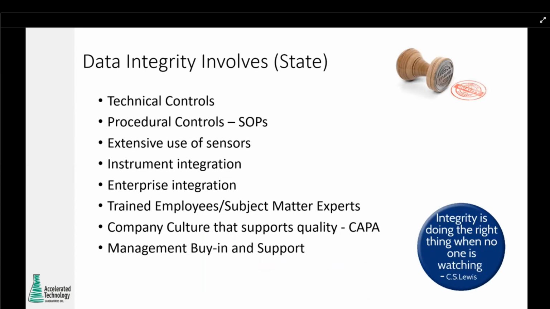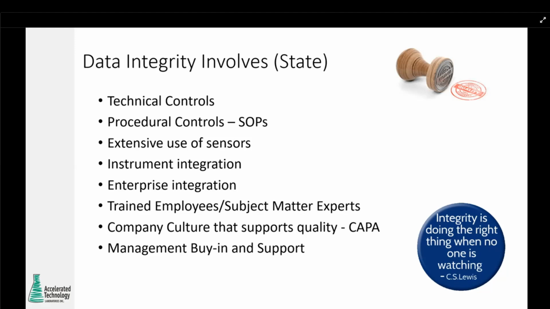Now, if we take a look at data integrity as a state, this involves things such as technical controls and procedural controls, such as standard operating procedures that are often referred to as work instructions. These can also be linked in the LIMS for ready access. Extensive use of sensors, an example would be temperature monitoring for your refrigerators, freezers, and incubators, so that you have up-to-date information by the minute of the health of that equipment. Integration with different instrumentation, such as the ICP-MS, the GCs, a variety of instruments, and then also enterprise integration.